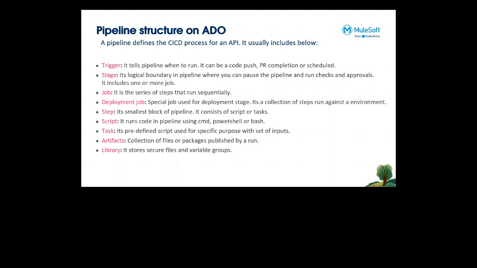Library is another component on ADO. It is where we store our secure files or variable groups. Secure files could be our settings.xml, and variable groups are a key-value store where we store our secrets and values that can be passed to the pipeline as part of the run. Variables, again, store the values and secrets that can be passed to the pipeline.